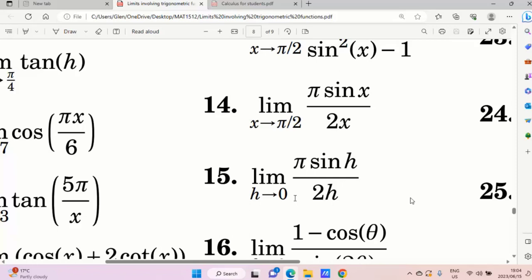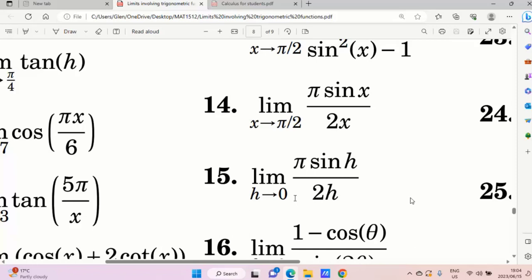Derivative of pi sine h is pi cos h. Derivative of 2h is 2. It is supposed to be pi times cos 0 divided by 2. Cos 0 is 1. Pi times 1 is pi over 2. Yeah, I agree, sir.